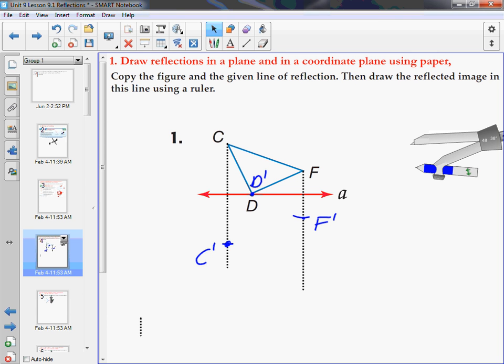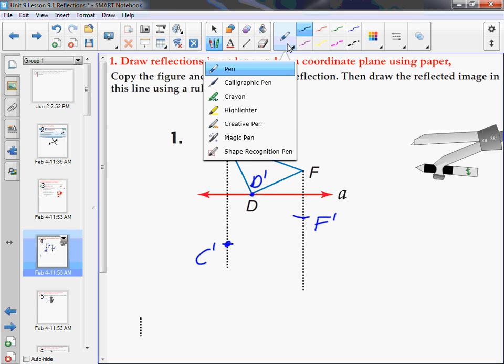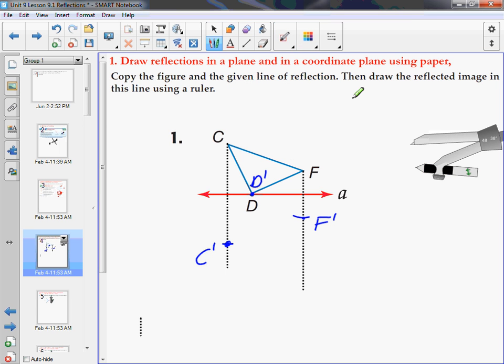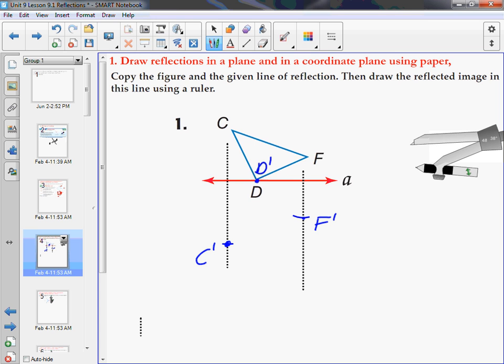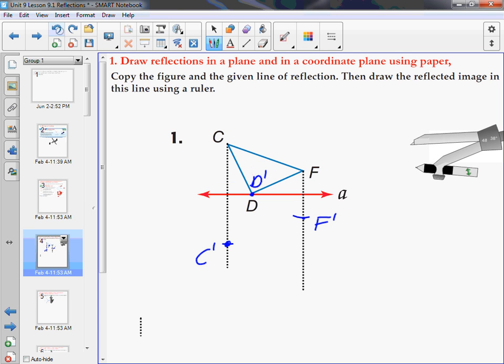Let's see. Use our straight edge to connect C prime, D prime, and F prime. And that's not what I want to do. Okay, why is that happening? Okay. I want to use shape transformation. There we go.